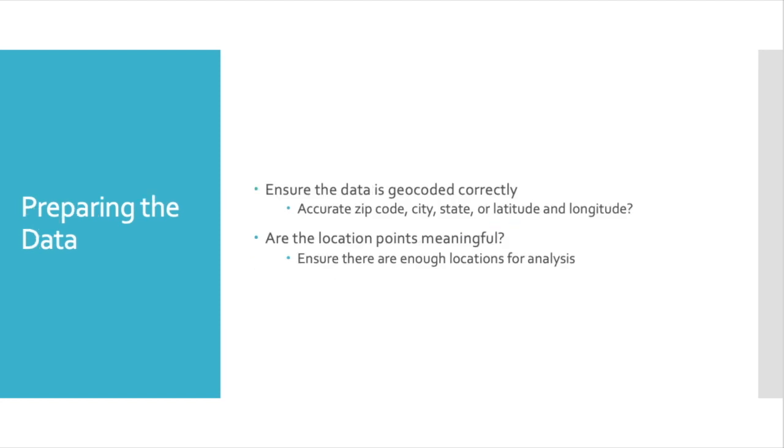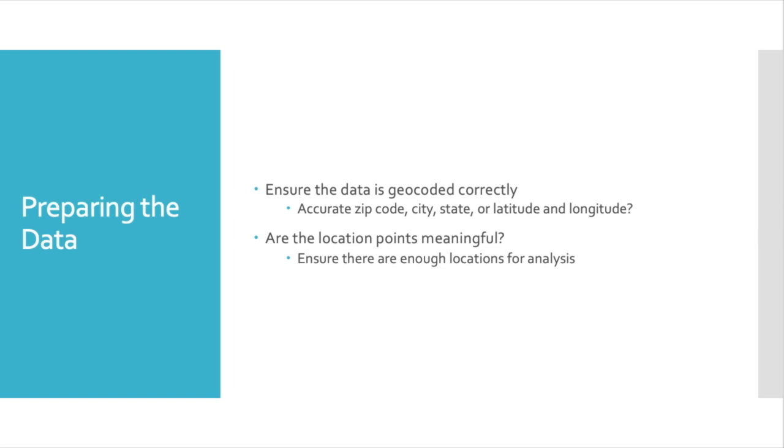As you begin, it's really important to prepare your data properly to be used for these map visualizations. As I mentioned before, it's very important that they're geocoded correctly. So are you including the correct zip code, city, state, or maybe latitude and longitude? And also, are these location points meaningful? Are there enough data points included that you'll be able to recognize trends? Will you be able to really tell if there's a difference between locations or whether it's just anecdotal in your data set?